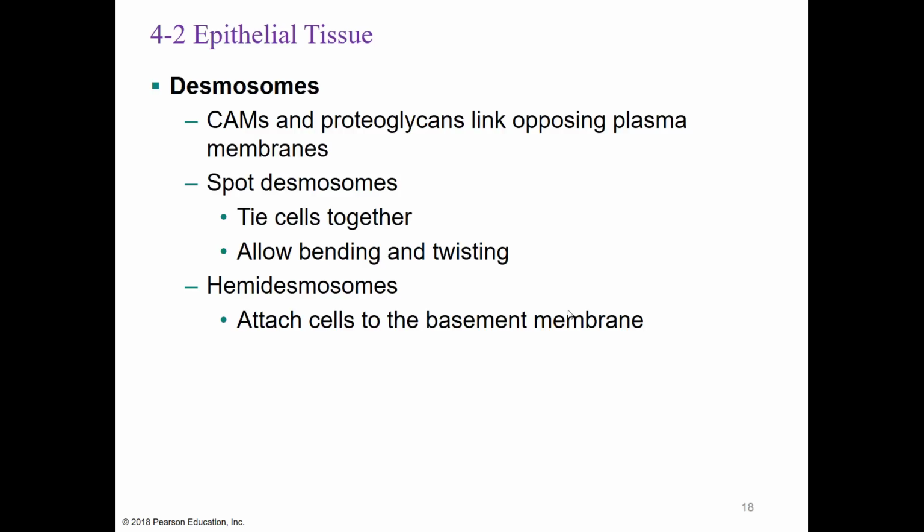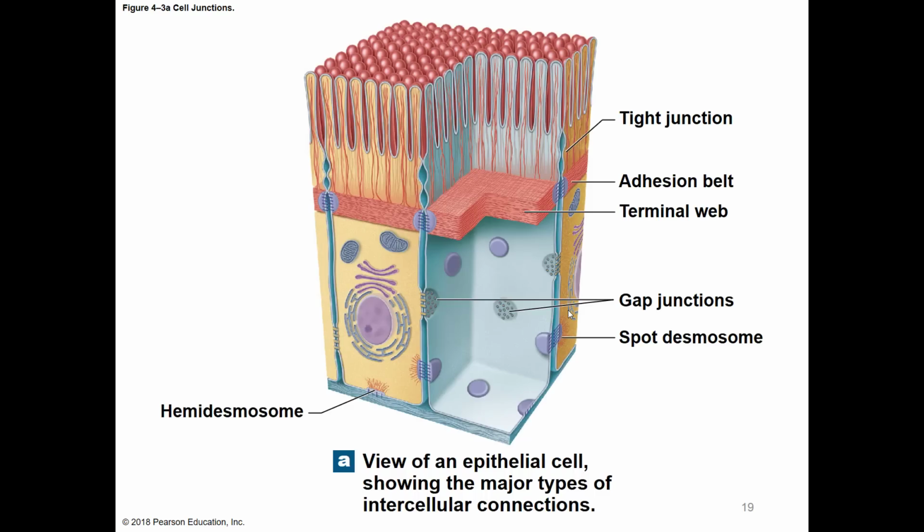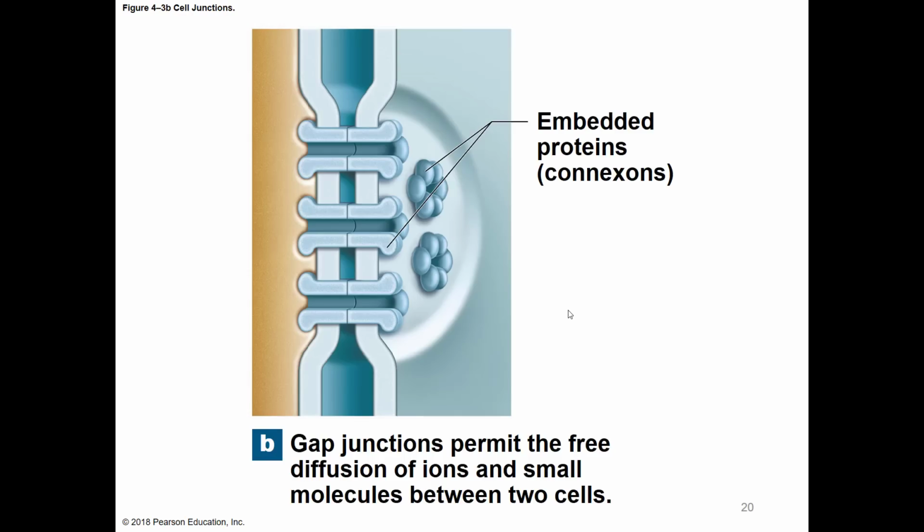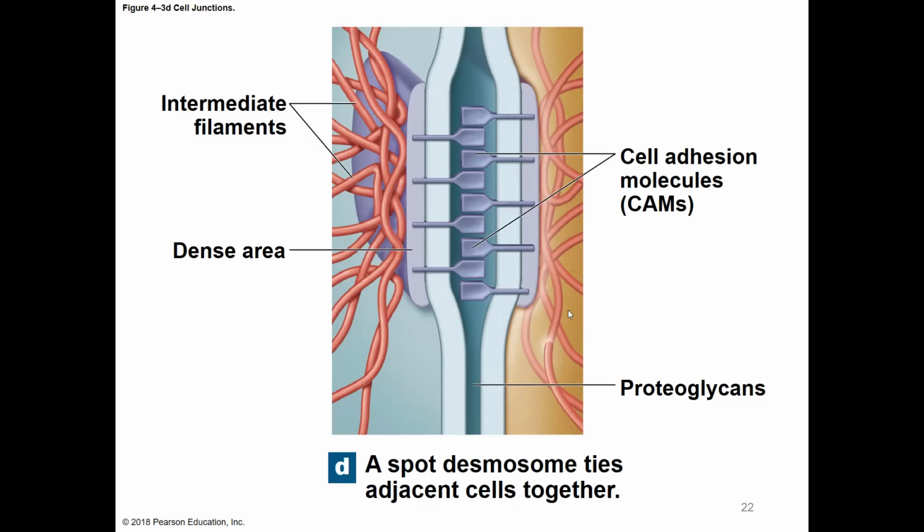And hemidesmosomes, that was really the fourth one I wanted to add to the 3 that I initially gave you: gap junctions, tight junctions, and desmosomes, but we can technically stick it under the desmosome category. Hemidesmosomes attach cells to the basement membrane. So I like to think of those as more of a root system.